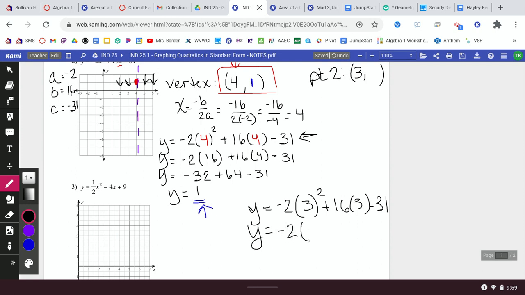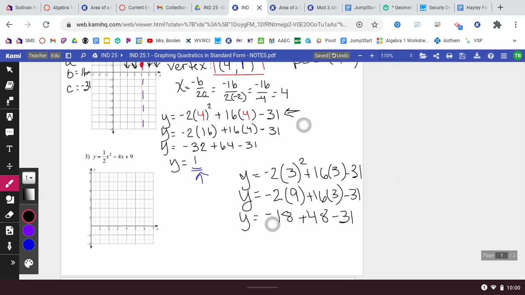So negative 2, 3 squared is 9. It's not 3 times 2, right? It's 3 squared, so 3 times 3. Plus 16 times 3 minus 31. Now I'm going to do my multiplication step. So negative 2 times 9 is negative 18. 16 times 3 is positive 48, and then minus 31.